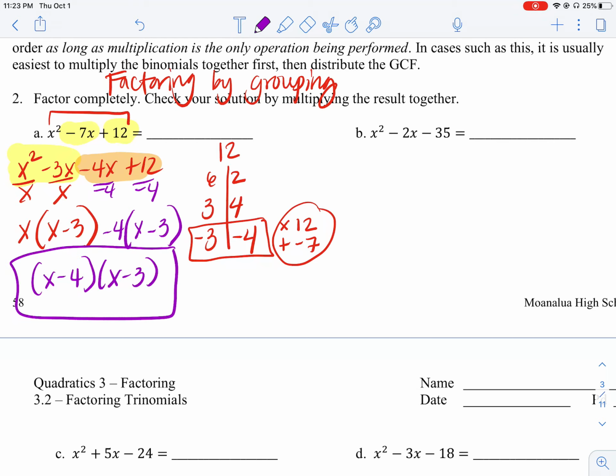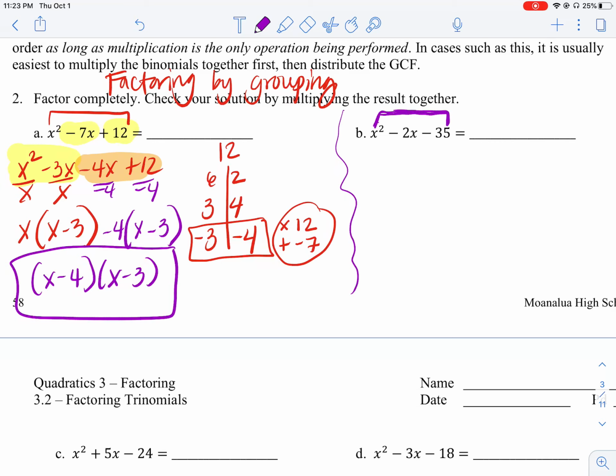Okay, moving on, I have negative x squared minus 2x minus 35. Later on, I'm going to do a shortcut, okay? I'm not going to be doing this part over here. After we do maybe two examples, I'm going to skip doing this part. So I'll have x squared minus 2x minus 35. So first I do a times c.